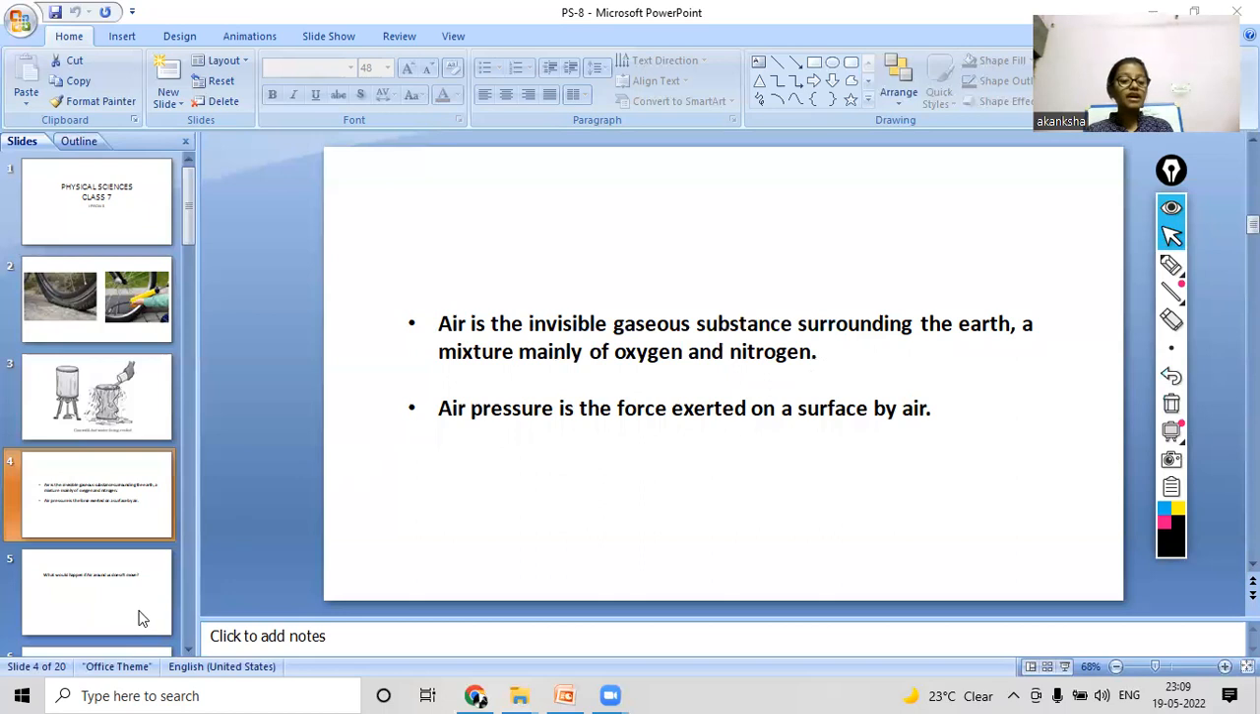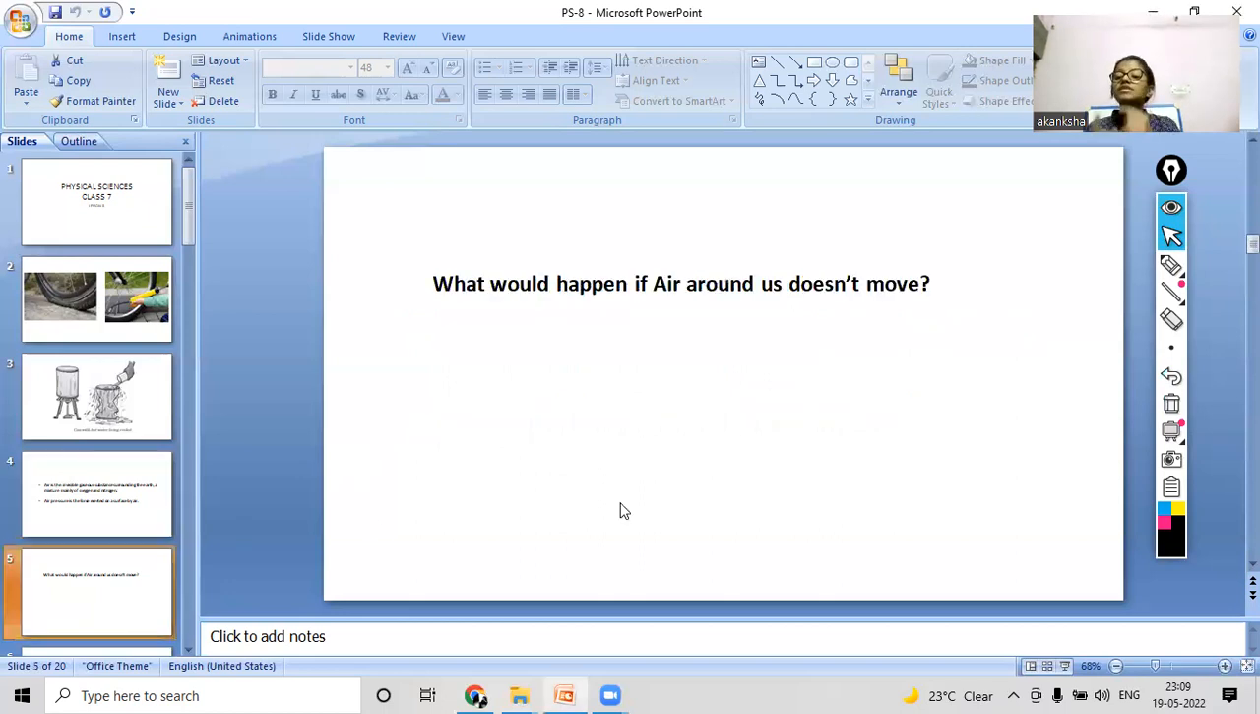Let's move on ahead. Now there is a curiosity question: what would happen if the air around us does not move? Then I don't think we will be able to feel the air. You can write your answers in the chat box. I will give you 5 seconds, and then we will move on. Okay, we will not be able to feel the air. And some are saying that then it will not change the shape also. Okay, it may happen. Yes, you all answered it correctly.